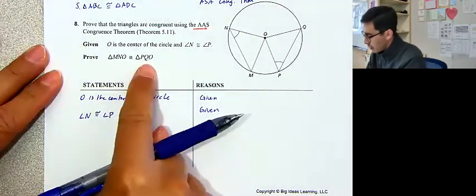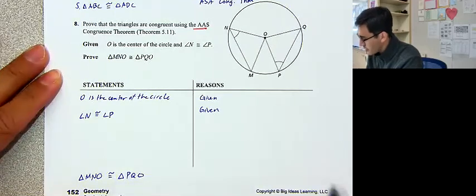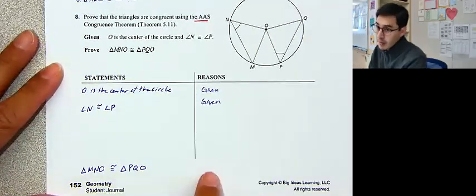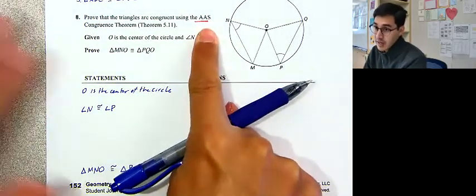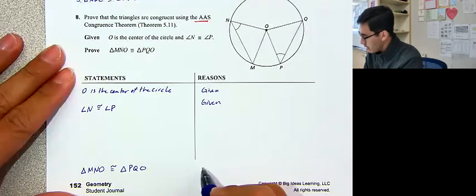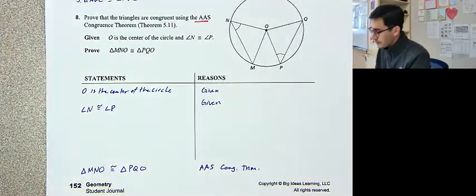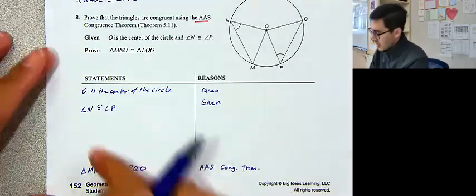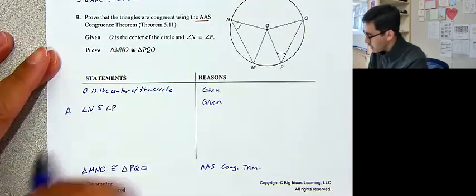Okay, and then the proof statement, I'll put that at the bottom. The triangle MNO is congruent to the triangle PQO. Okay, and I can actually already put the reason, right? Because the directions are telling me to use the angle side method. I can go ahead and put that reason in, right? Angle side congruence there.